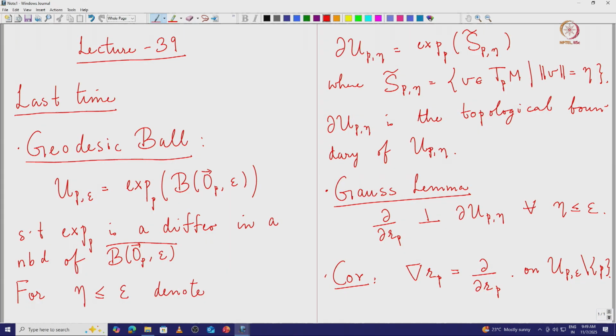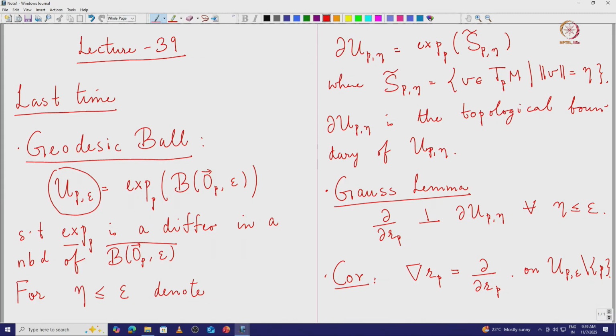So the notation was as follows. A geodesic ball centered at P of radius epsilon is basically the image under the exponential map of this ball of radius epsilon at 0 in the tangent space at P, such that the exponential map is a diffeomorphism in a neighbourhood of the closure of this ball in the tangent space, right.